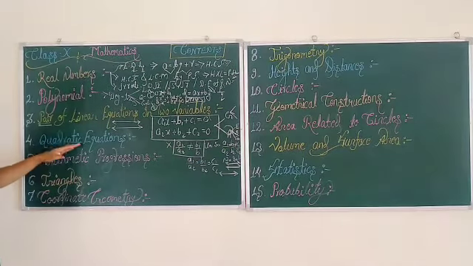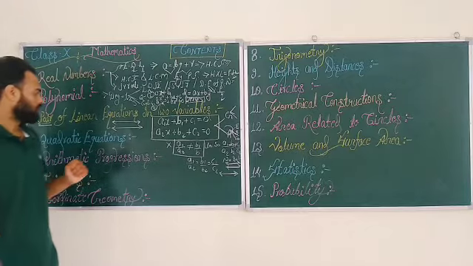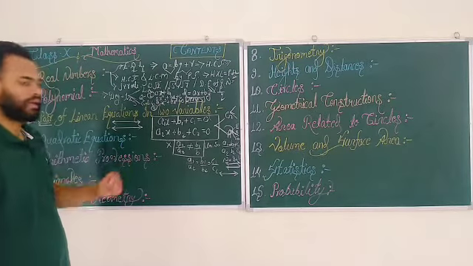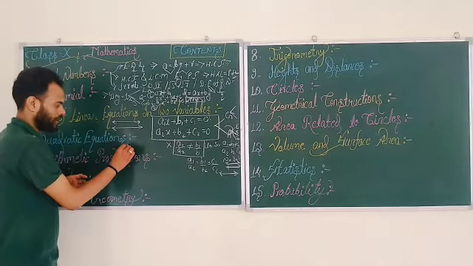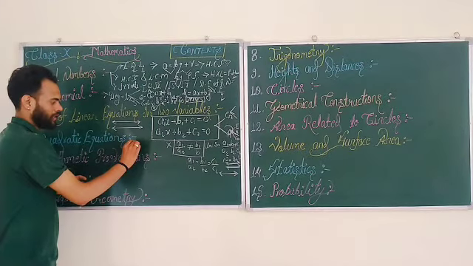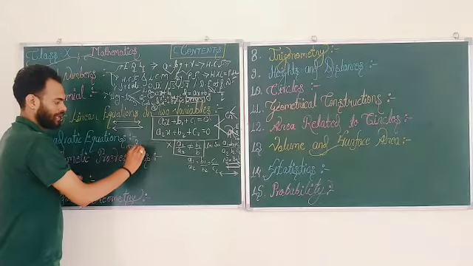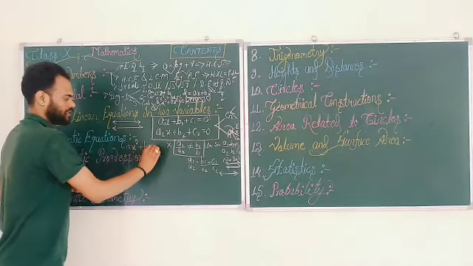Now after this, your fourth chapter is quadratic equations. Formula of the quadratic equation. The general form of a quadratic equation is ax square plus bx plus c.